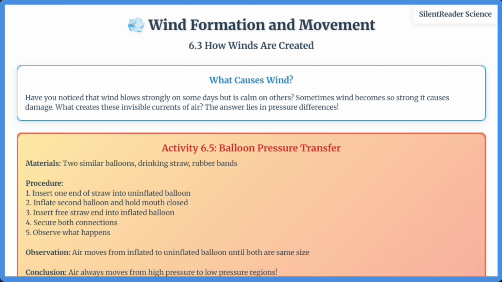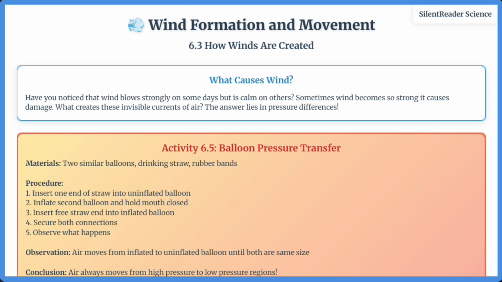Now let's understand what causes wind. Have you noticed that wind blows strongly on some days but is calm on others? Wind is simply air moving from high-pressure areas to low-pressure areas. In Activity 6.5, we connect two balloons with a straw, one inflated, one not.